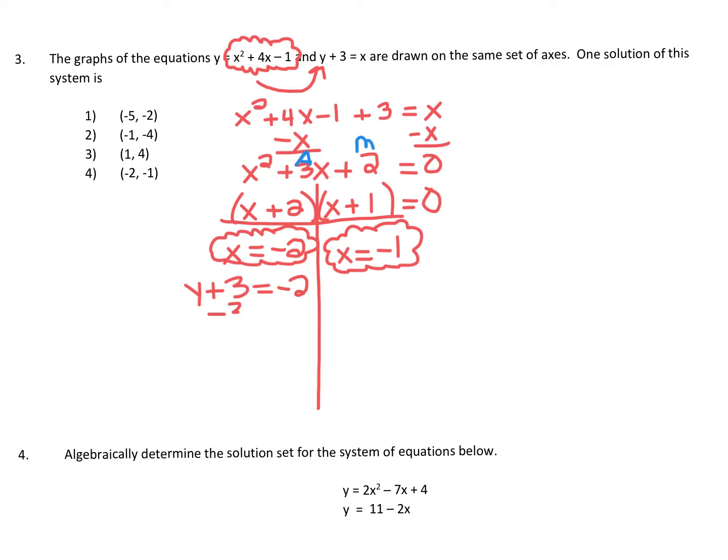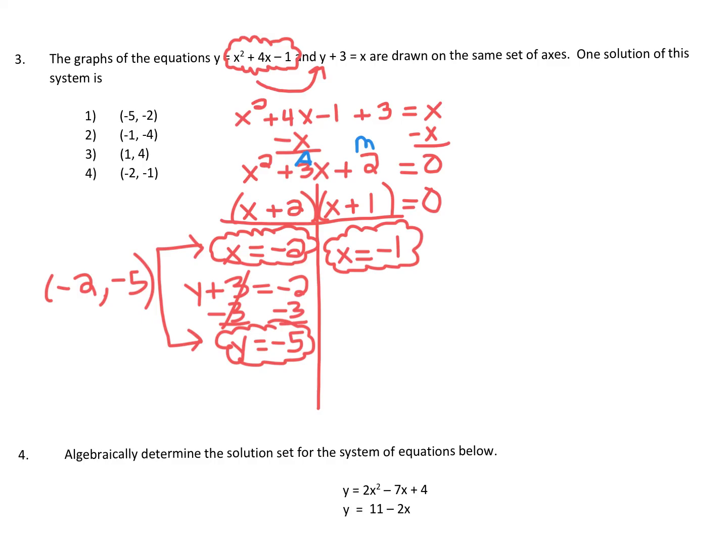So let me subtract 3 from both sides of the equation to get the y by itself, and it leaves me with y equals negative 5. So when x equals negative 2, y equals negative 5. I'm going to write that as a coordinate, (negative 2, negative 5), in parentheses. And remember, the x always comes before the y when you write a coordinate.